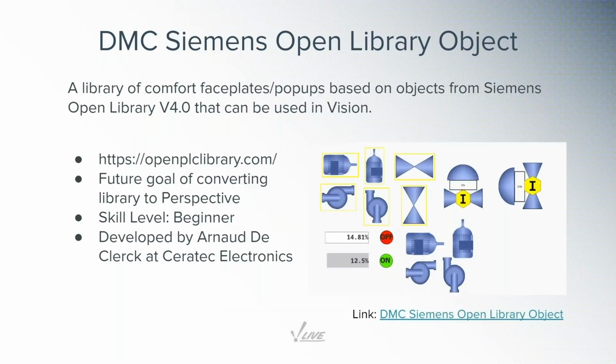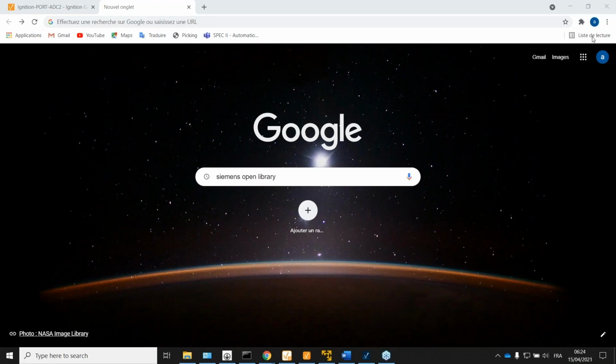So let's kick it off with Arnaud to talk about the DMC Siemens Open Library object and show us a quick demonstration as well, Arnaud. So I'm going to make you presenter. Thank you, Travis. Perfect. So let's start with a little bit of a story of the library.